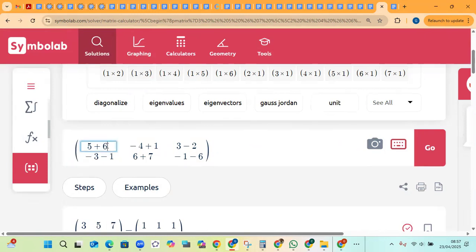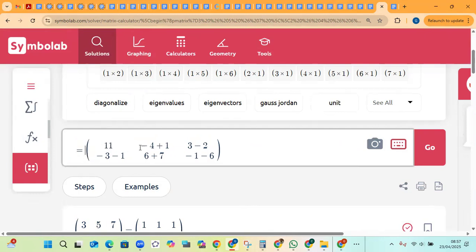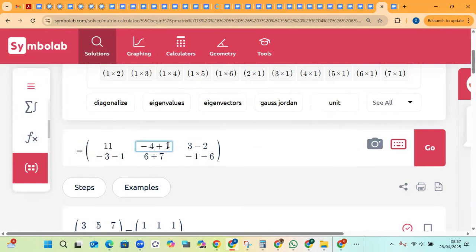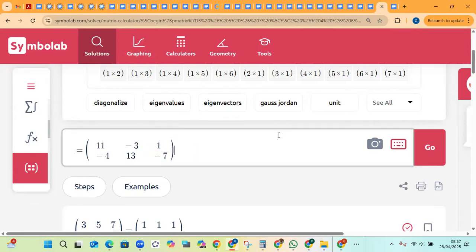And our final answer: 5 plus 6 is 11. Let me leave the equal sign right here. Negative 4 plus 1, that's negative 3. 3 subtract 2 is 1. Negative 3 subtract 1: a negative and a negative is a negative, so that's negative 4. A positive and a positive is a positive, 6 plus 7 is 13. A negative and a negative is another negative, negative 7. And this should be our final answer.